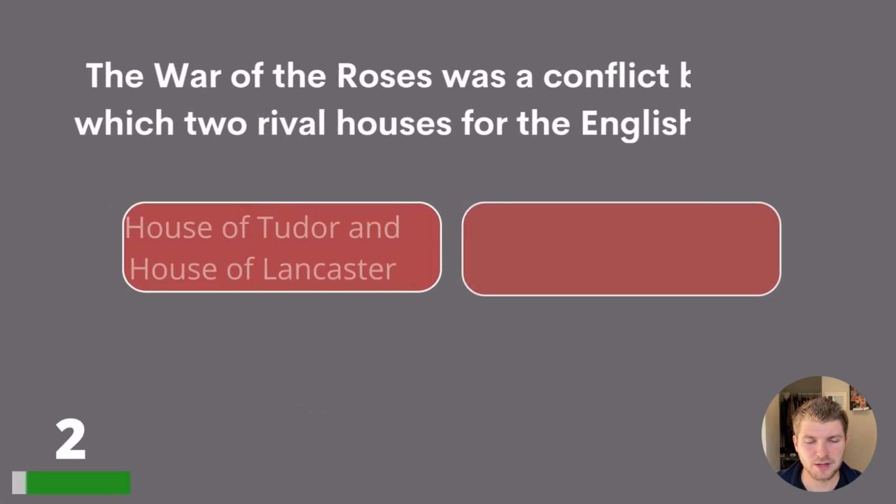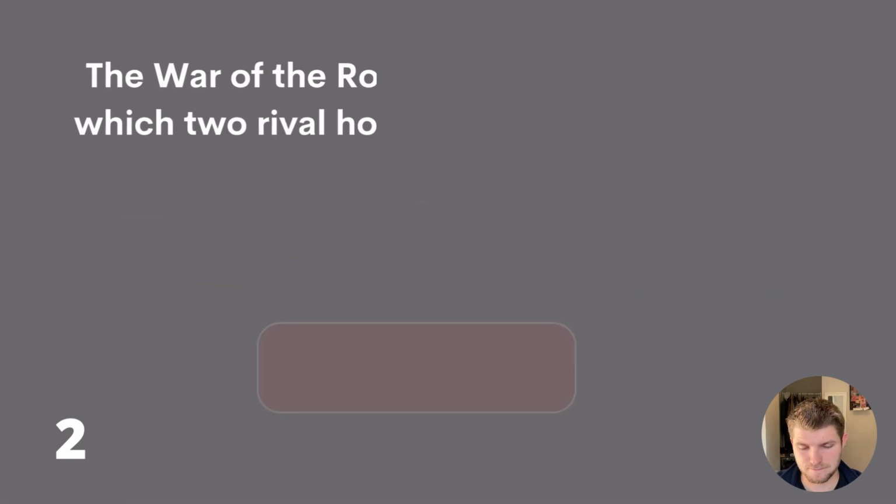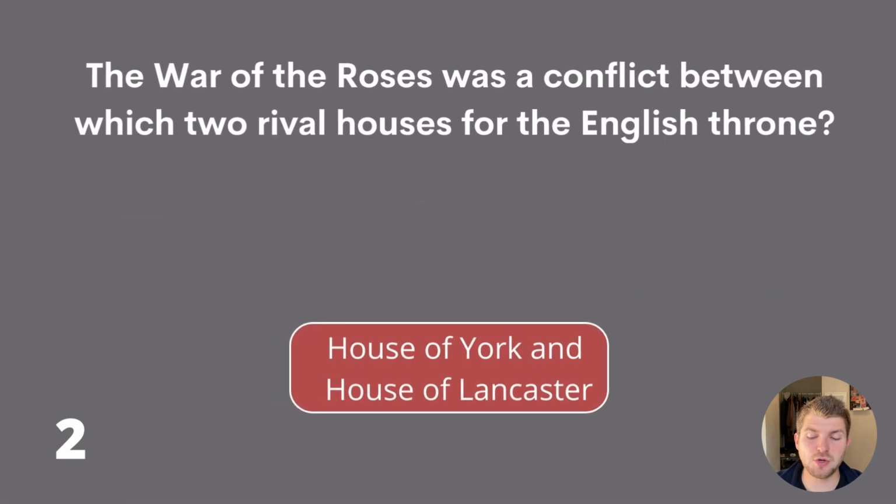Question 2. The War of the Roses was a conflict between which two rival houses for the English throne? House of Tudor and Lancaster, House of Plantagenet and Stuart, or House of York and Lancaster? The answer is the House of York and House of Lancaster.